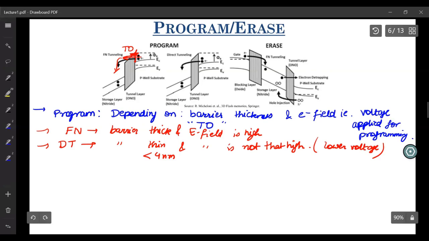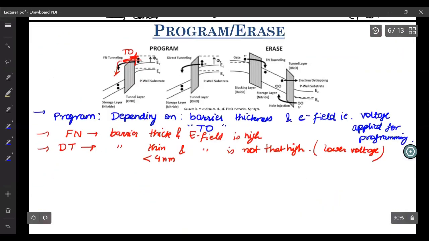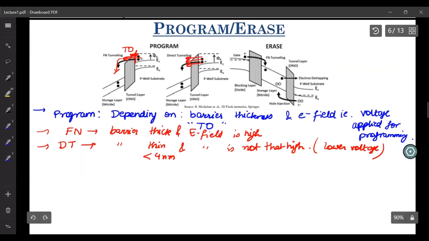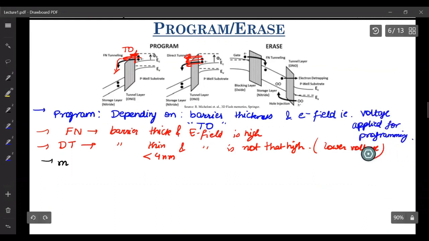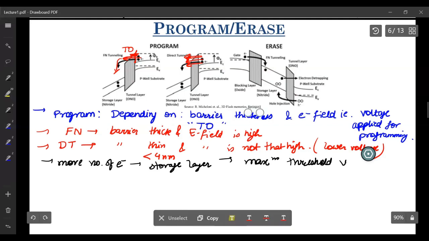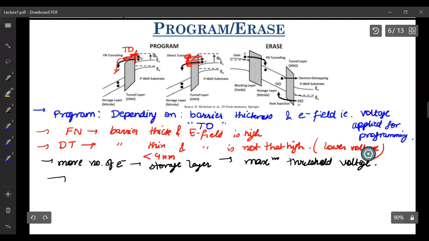And what happens in direct tunneling is all these electrons which are there in the PVL at different energy levels can tunnel into your storage layer. So the advantage that it offers you is you'll have more electrons tunneling into the storage layer. And if you have more electrons, what would that lead to? It would maximize your threshold voltage change, and that will increase your sense margin as well as your memory window.